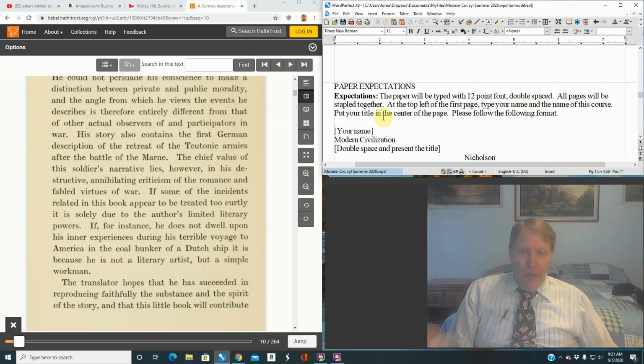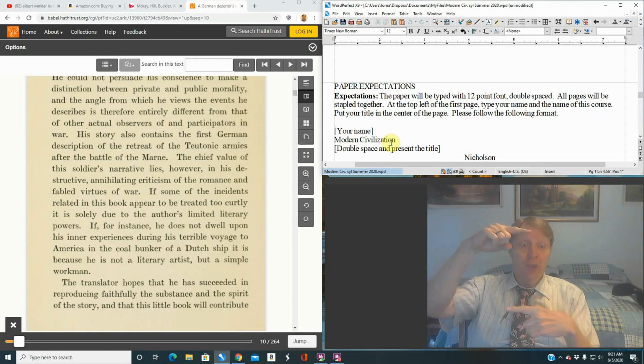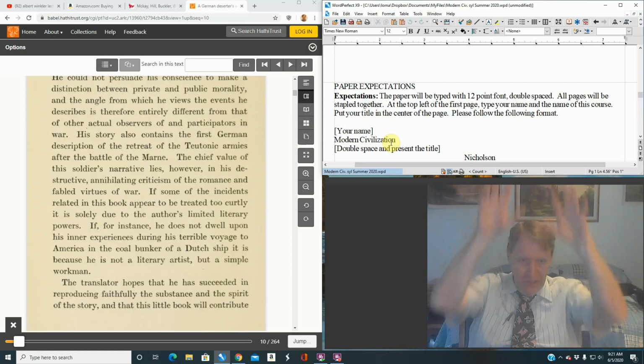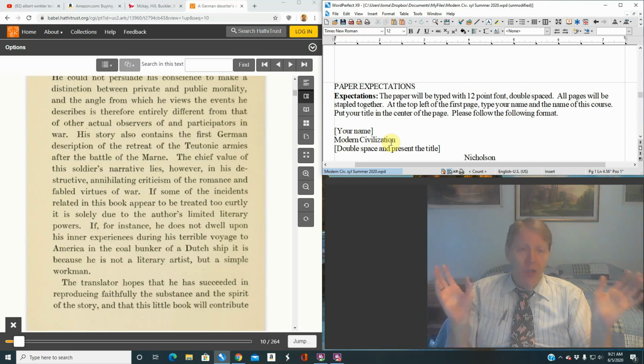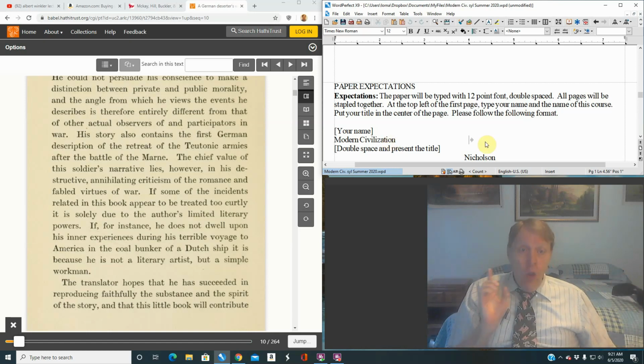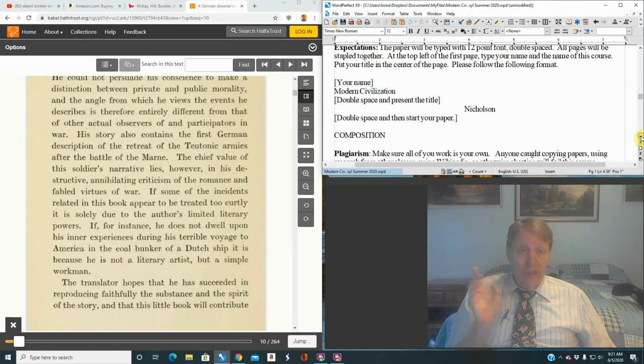So at the very top of the page, you have your name right here. Modern civilization is perfect. Double space. You don't have the introduction up here, your name and modern civilization, and then have this much space between. That's just wasting space. You say, well, I did 3 pages. Well, you sure didn't do 3 full pages. The book you are reviewing, the author in this case, will be Nicholson. That'll be the first paper. The second paper will say German Deserter's War Experience.